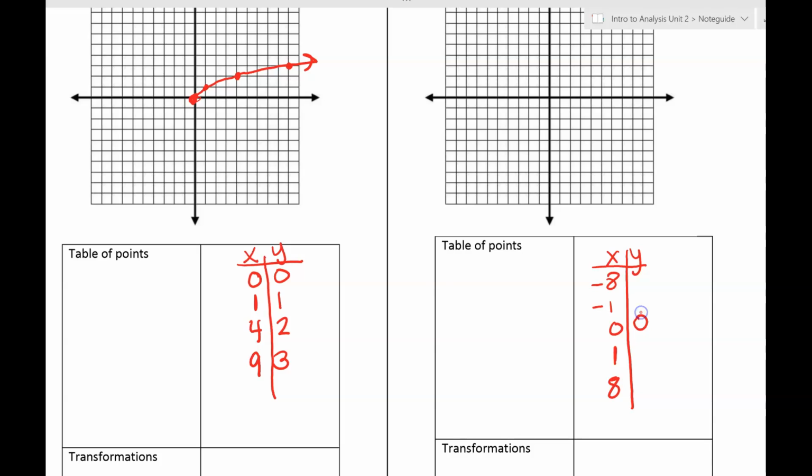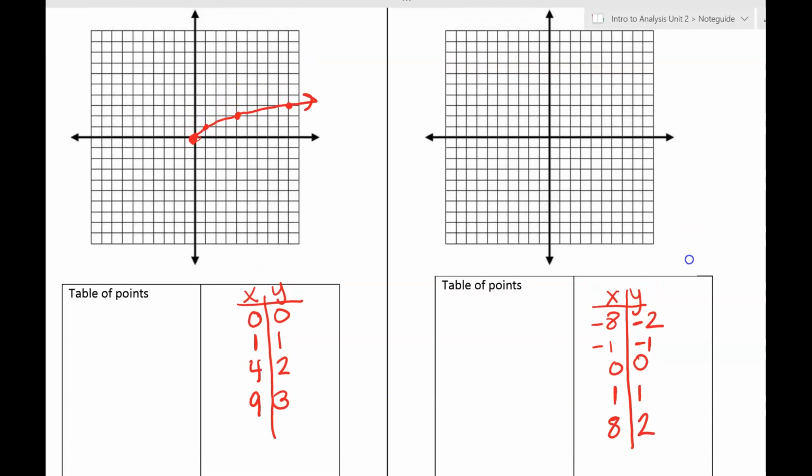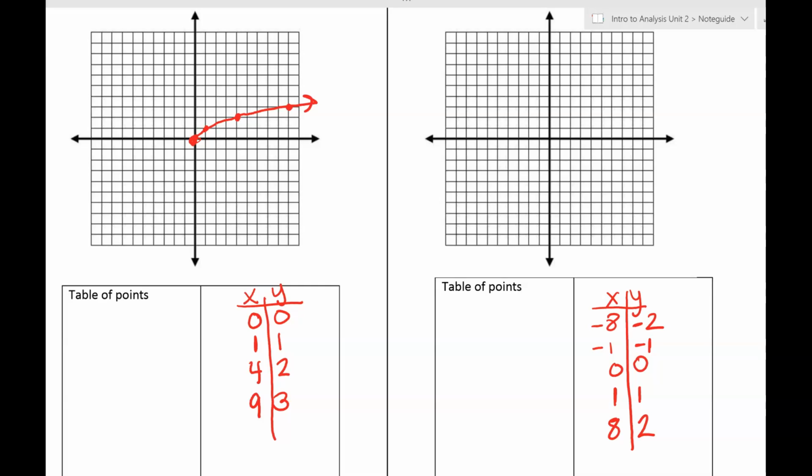So the cube root of 0 is 0. The cube root of 1 is 1. And the cube root of negative 1 is negative 1. The cube root of 8 is 2. And the cube root of negative 8 is negative 2. So the points are (-8, -2), (-1, -1), (0, 0), (1, 1), and (8, 2). So this is our cube root graph.